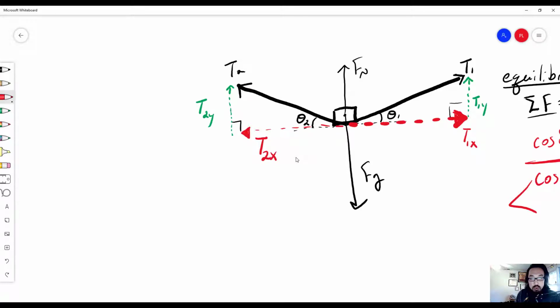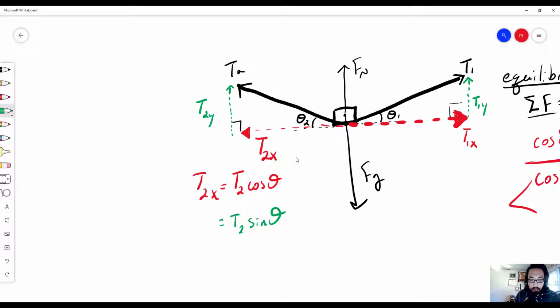Now if we were to use our shortcut, we would say that T2x is equal to, because this is the angle and this side is adjacent, we use cosine of theta. In front of it, we always put the hypotenuse. This side over here is opposite of that angle. So the opposite, we always use a trig function of sine. And in front of it, we put the hypotenuse.